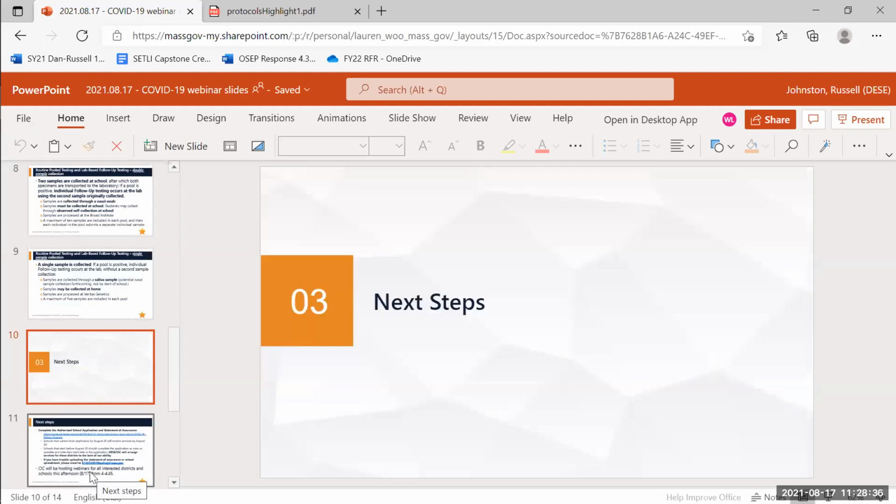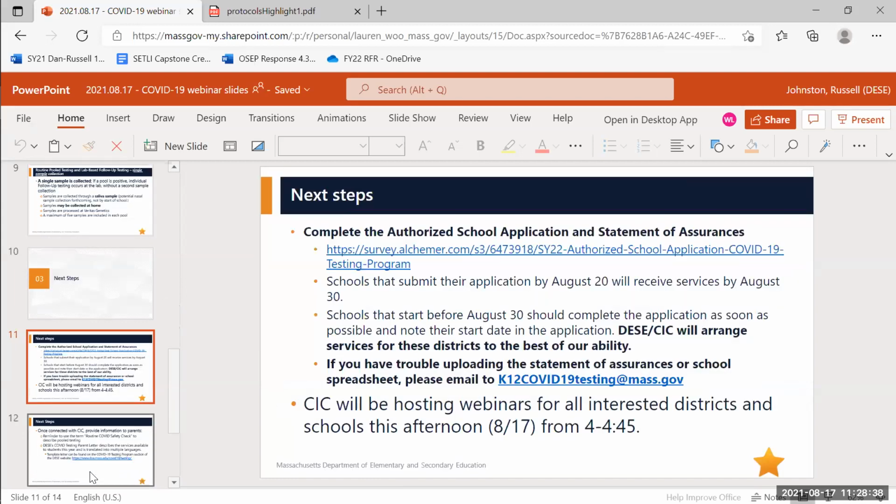Let's talk about some next steps. First of all, if you haven't already, please go online and start the process to apply, which is through our authorized school application and completing the statement of assurances. And like we said last week, if you apply by August 20th, you're receiving priority status for services on as close to August 30th as at all possible. We're working really diligently to make sure we can deliver on that.